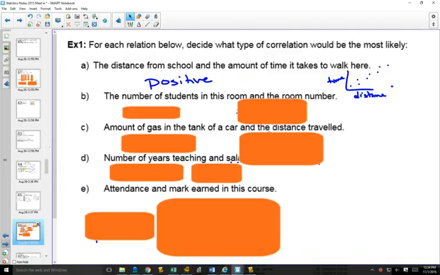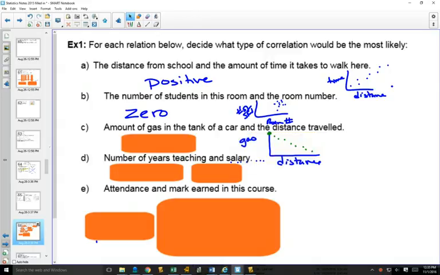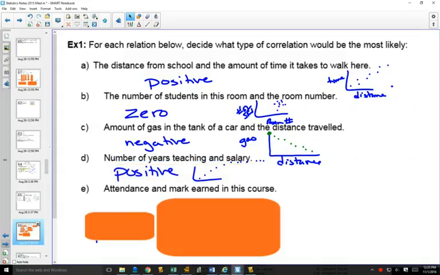All right, we'll see how you did. There's a scatter plot for that one. No correlation. Gas in the tank is going to go down the farther you travel. Teaching salary goes up. If you're thinking of becoming a teacher, it starts going up really quick for 10 years and then it levels off. And then it just goes up a tiny bit.